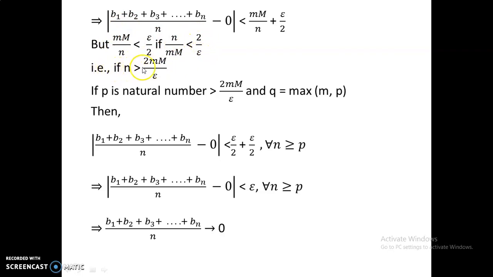That means if n is greater than 2m capital M by epsilon, if p is a natural number greater than 2m capital M by epsilon and capital P is the maximum of m and p, then we can replace it here, so that this is epsilon by 2, and again it is also epsilon by 2, for all n greater than or equal to capital P. This means it is epsilon, and then it is the definition of boundedness, so that the limit approaches 0, or it converges to 0.